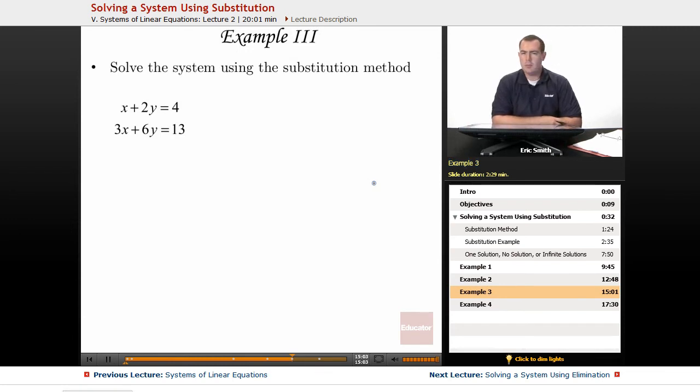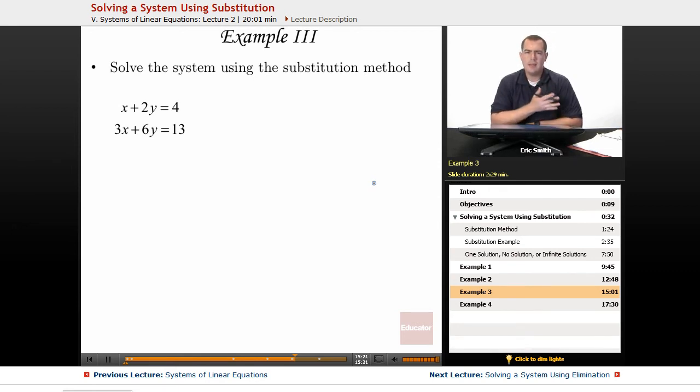Now, in some systems, remember, we could have that situation of having no solution or an infinite amount of solutions. And sometimes when you're looking at an equation, it's really tough to tell whether you have that situation or not. Watch very carefully what happens with this one. So I'm going to start off like I did with the other examples.